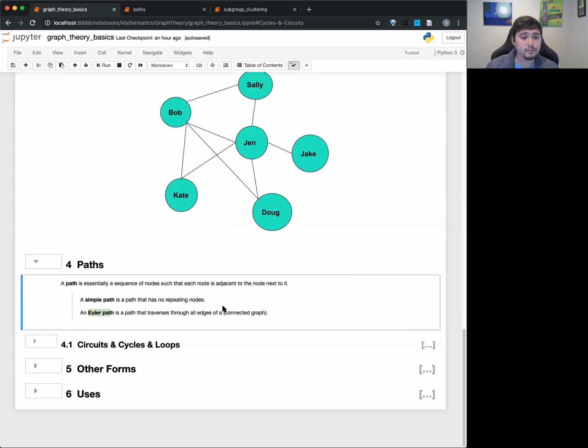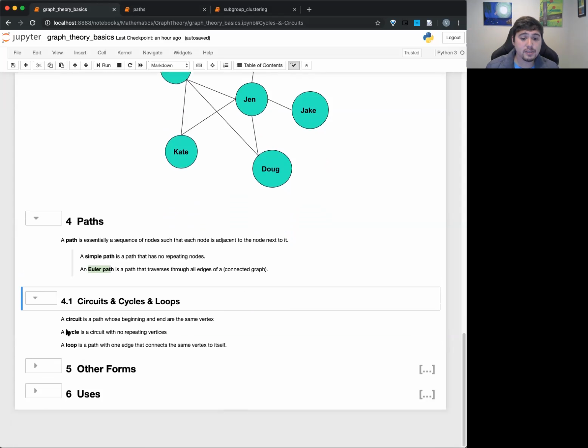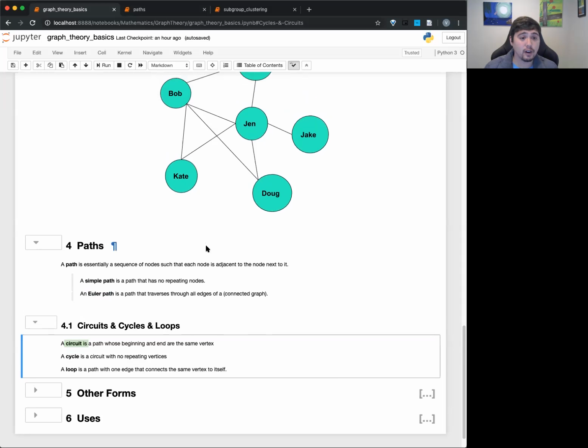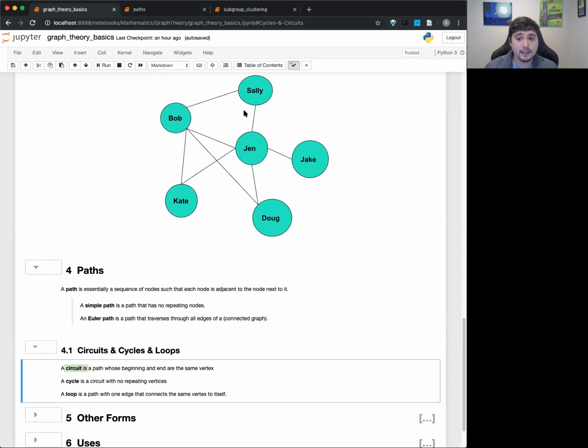A couple of other things: circuits, cycles, and loops. A circuit is just a path whose beginning and end are the same. So I go from Bob to Jen to Sally to Bob again. That would be a circuit. A cycle, though, is a circuit with no repeating vertices. For example, Bob to Doug to Jen to Kate to Bob to Jen to Sally to Bob would be a circuit, but not a cycle.